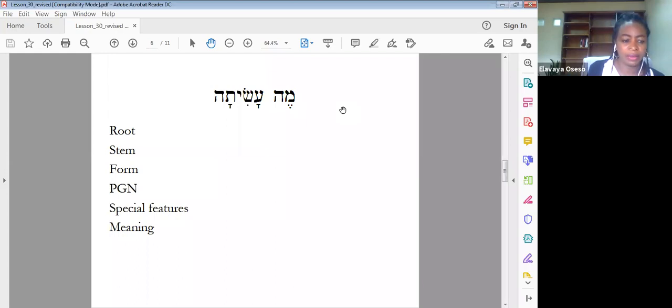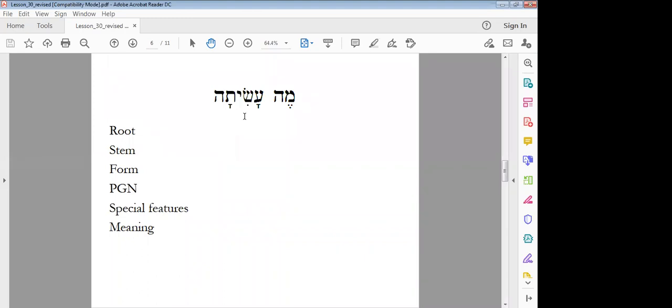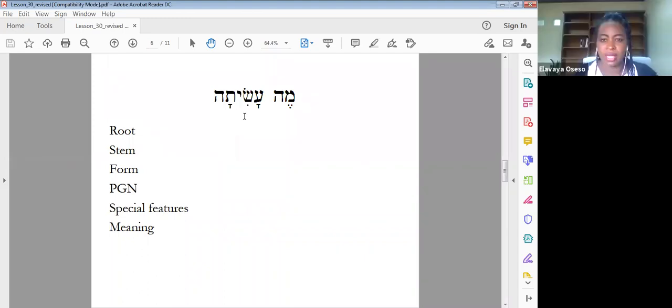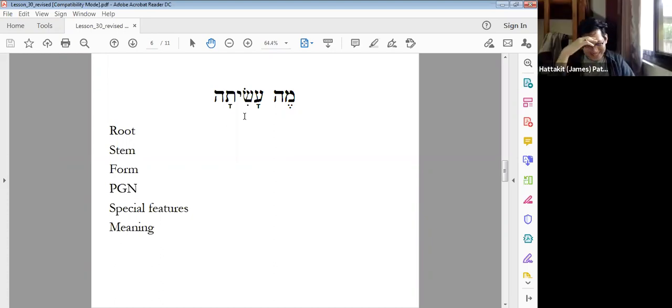Okay, so I want us to look at the next phrase. We want to translate the next phrase. Our verb is asita. James, can you translate it? Okay, I will try.